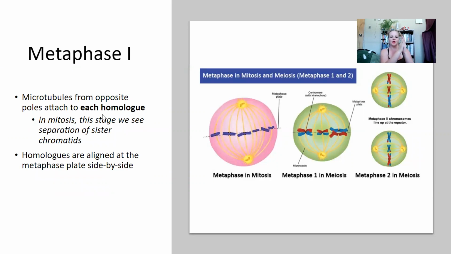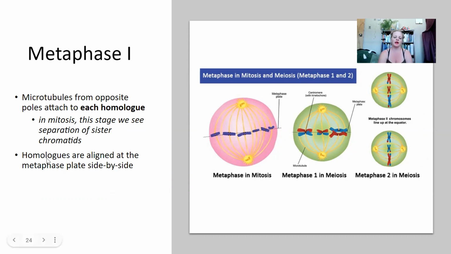Okay, so metaphase 1. We're seeing the microtubules on these spindle fibers attaching to each homologous chromosome. When we talked about mitosis, those spindle fibers were attaching to each sister chromatid. But now it's taking that whole chromosome and pulling it to the pole. So we still have our doubled bit of DNA, still one chromosome, but now they're being pulled.